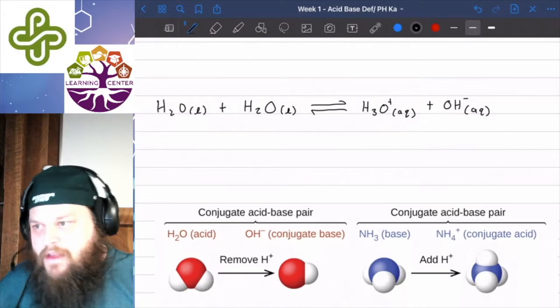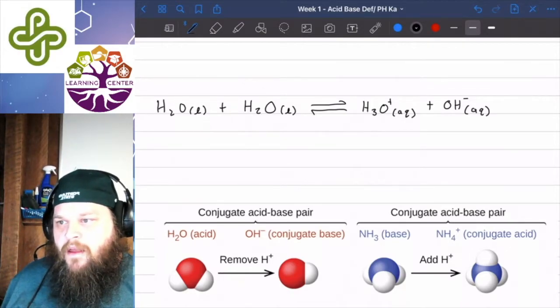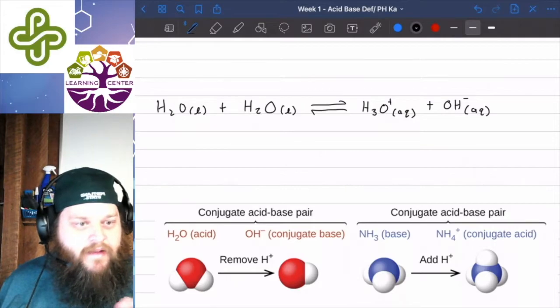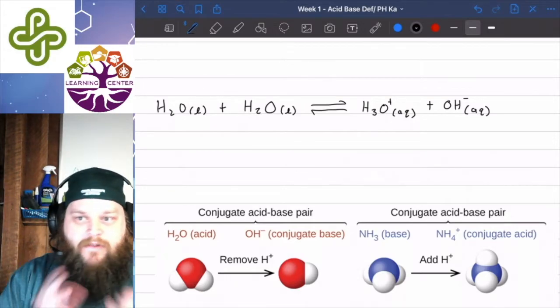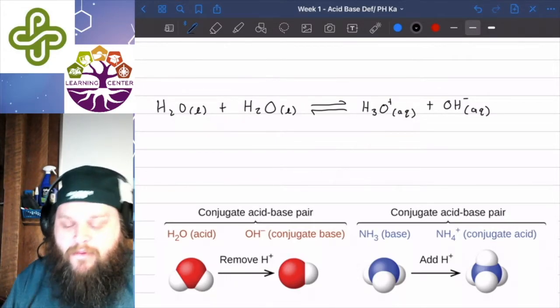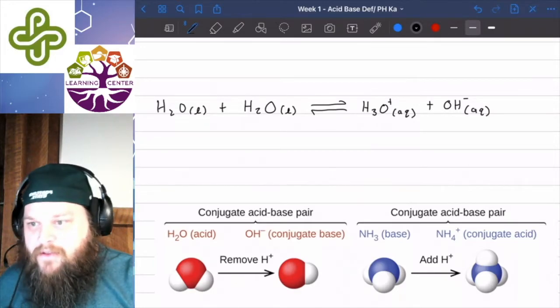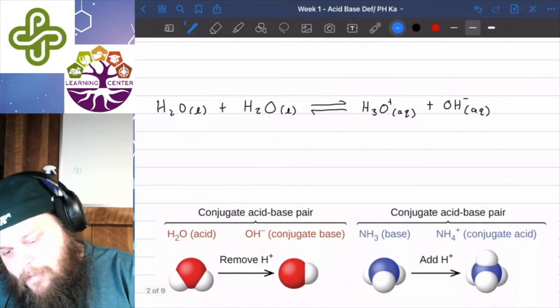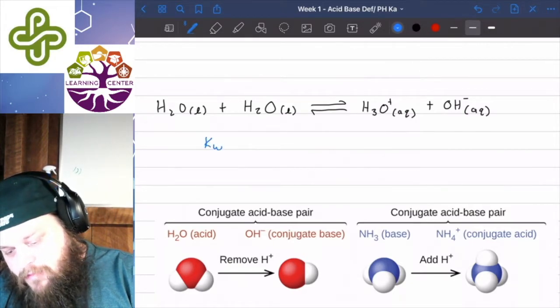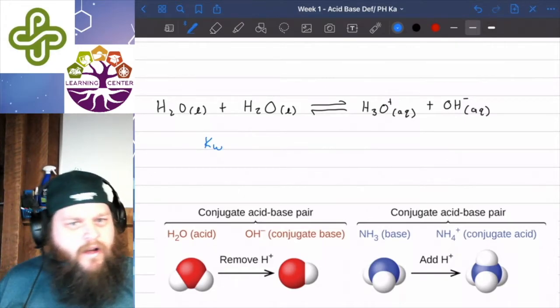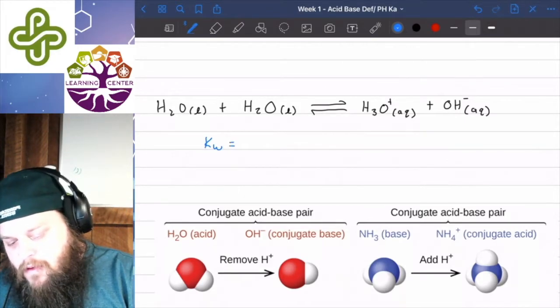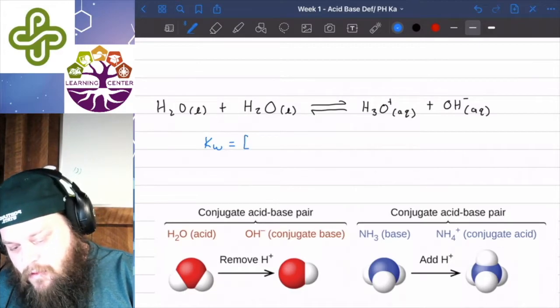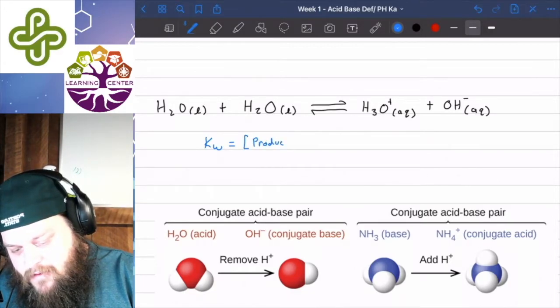And this is a constant equilibrium state, basically. And at different temperatures, there are different concentrations of these. But we say at room temperature, the concentration of these is going to be equal to its Kw, we call it. So Kw, just like we learned with the equilibrium constants before, is going to be equal to the concentration of the products divided by the concentration of the reactants.